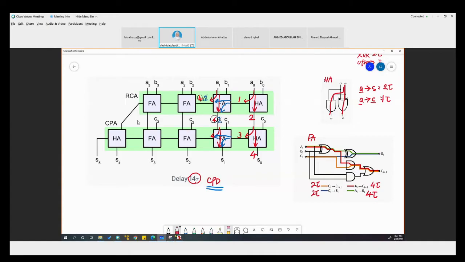Right? So for this, for the blue line, it should become 3 because we already have 1 tau from the half adder. Yes, it's 3. Now for this one, from C to S is 2. 2 plus 3 is 5.